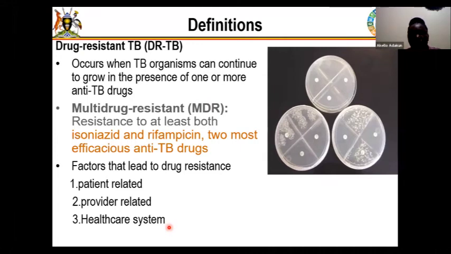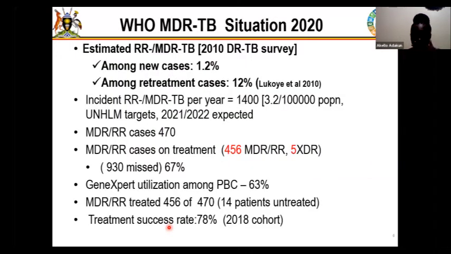So now I'll talk about MDR-TB in Uganda. What is the burden currently? In 2010, a survey was done which revealed that 12% of cases who had TB therapy before developed MDR. But among those who were new, meaning who had never had TB in their lives, it was 1.2%. But this is a very old survey, which we can't rely on because things have changed.